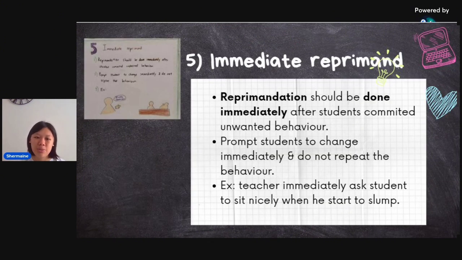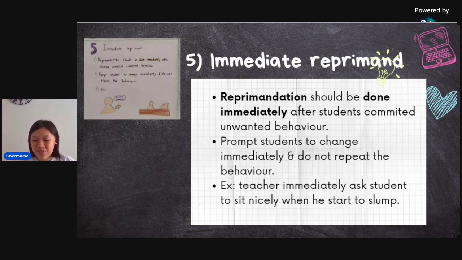The fifth is immediate reprimand. When you're managing behavior, when the student acts out, you see something you don't like, you reprimand them. The reprimand should be done immediately after they do the behavior. This prompts the student to change immediately and not repeat the action. For example, in the video, the teacher sees a student slumping, trying to sleep. The teacher straight up points at the student and says, "Sit nicely, thank you." This is why the reprimand should be done immediately.